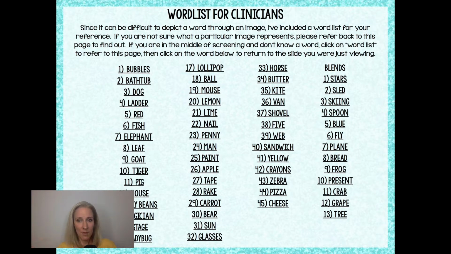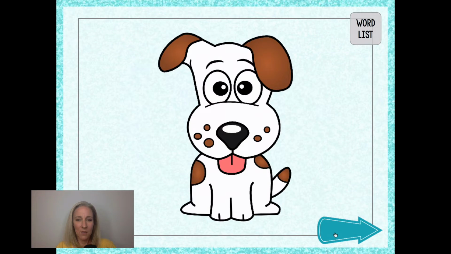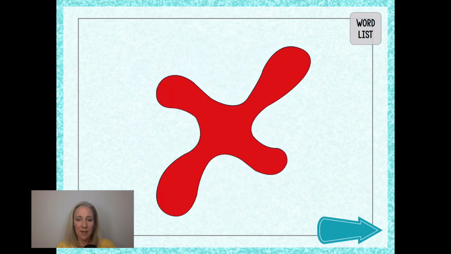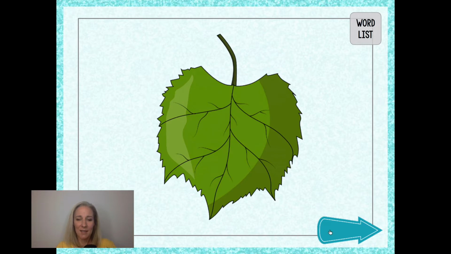But if it were something where you're like, I'm not quite sure what that is, you can just click on that little word list icon and it'll take you back to this word list. So this is kind of nice to be able to check those pictures if you're not sure. I did try to use images that were pretty easy to interpret, but just in case. And then this is it. You go through and these are the pictures. Like I said, we have all sounds and all positions, and that is it.